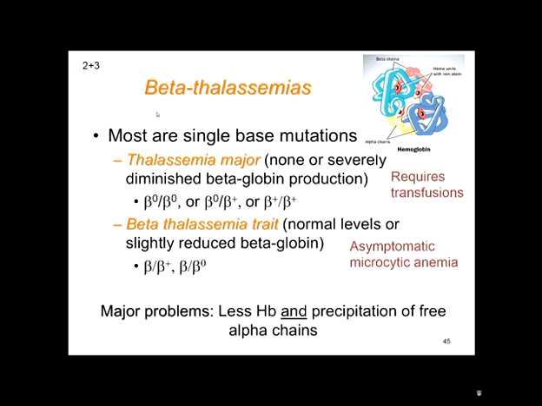And so again, with thalassemia major, it's really bad and transfusions are necessary. With the trait, you basically have a microcytic anemia, so the cells are small, can be hypochromic, but it's relatively asymptomatic because it's not a very severe problem. Okay?